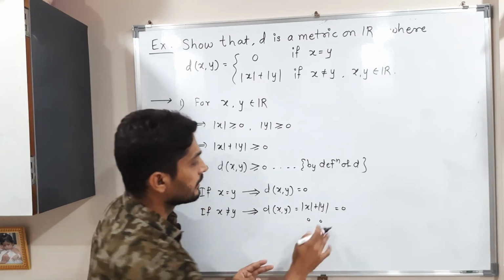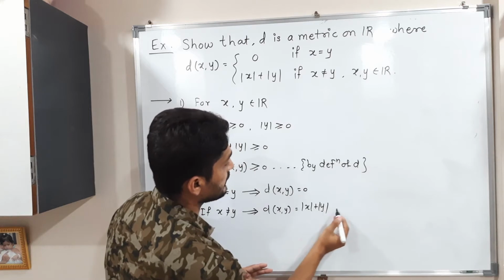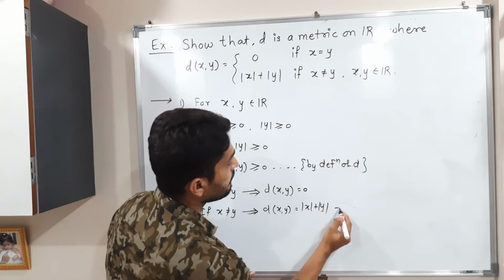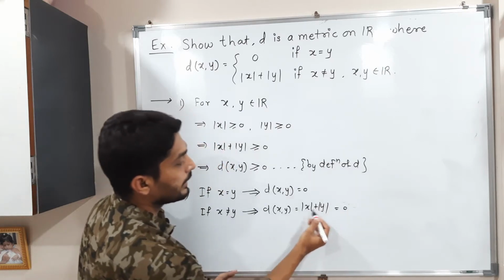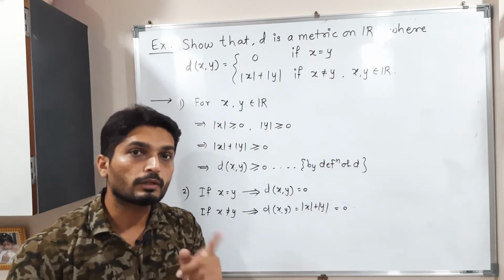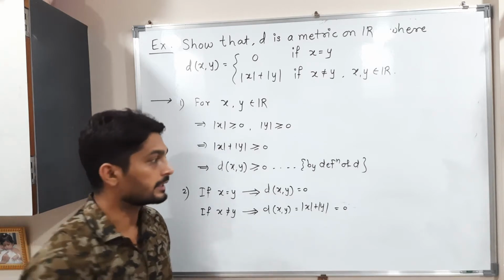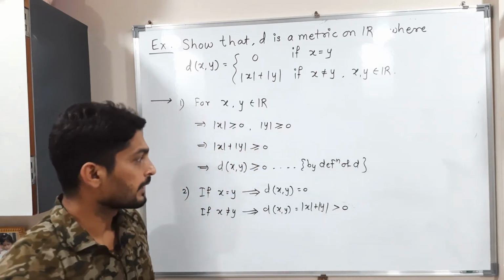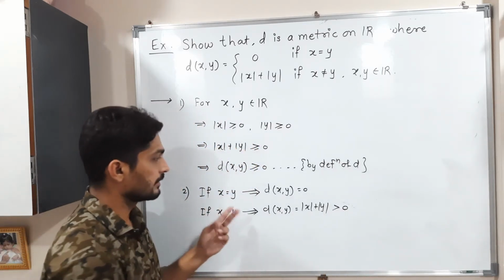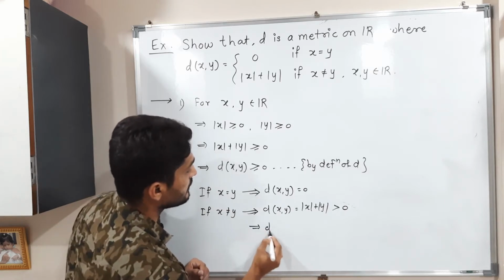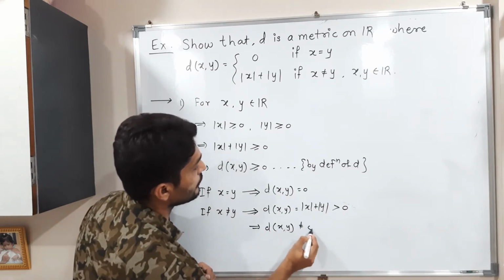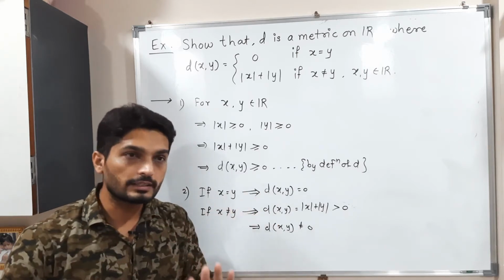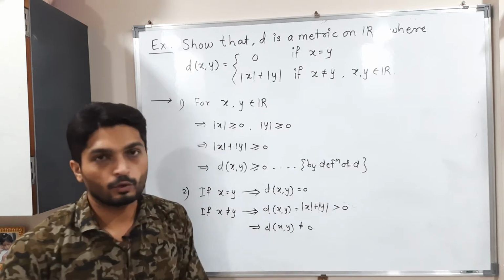What I am saying is, we have two possibilities, either it is greater than or equal to 0 or greater than 0. If this is equal to 0, then both of them should be 0. That means both of them are equal, and that is not a part of this case. So the only option is that it is greater than 0. That means D of xy is not equal to 0. That means if x is equal to y, then only we are getting 0. And if x is not equal to y, we are not getting it equal to 0.